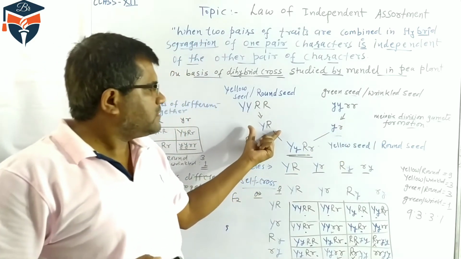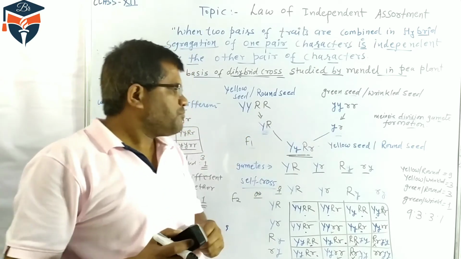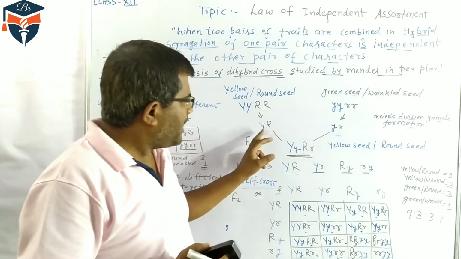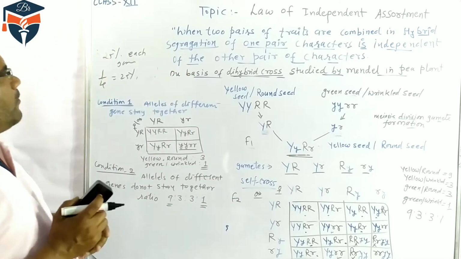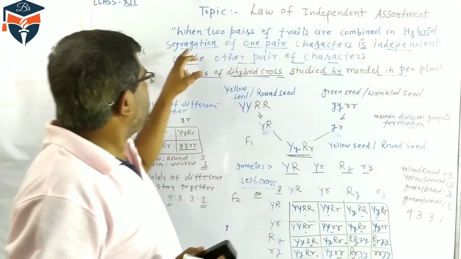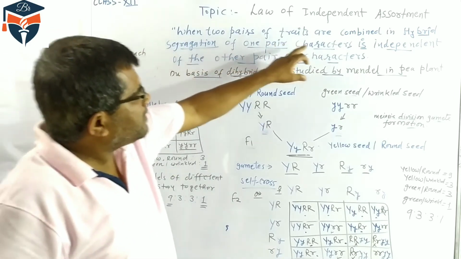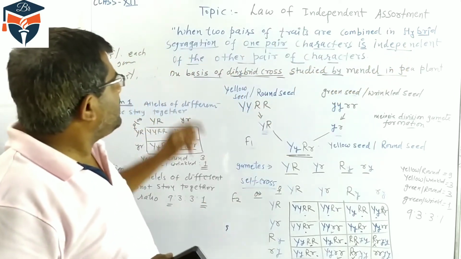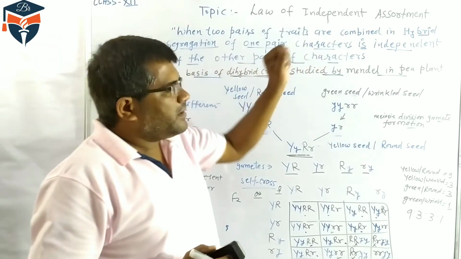It means that alleles occur in pairs. Now, when two pairs of traits are combined in the hybrid, segregation of one pair of characters is independent of the other pair of characters.